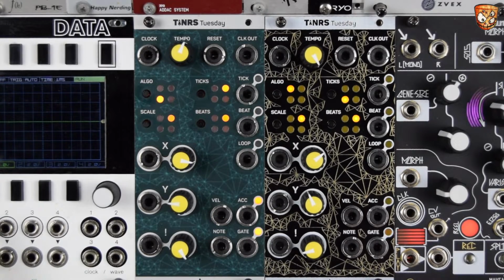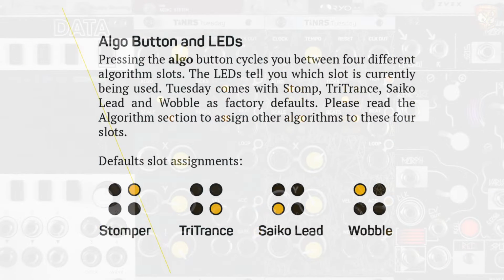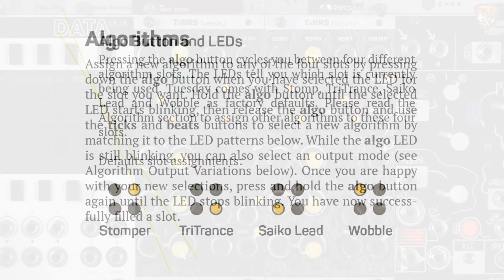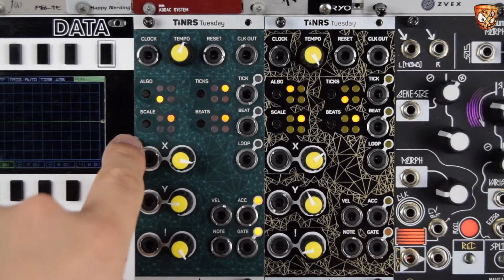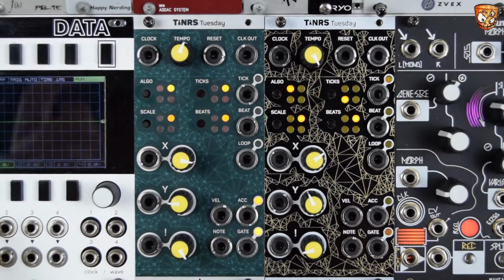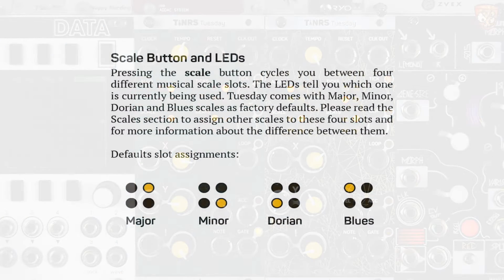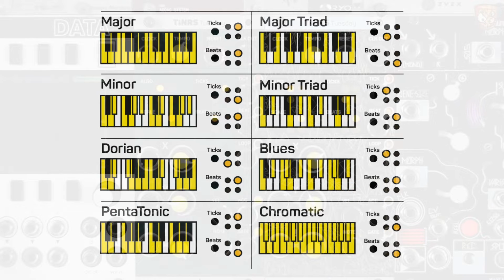It's a fantastic module. The default slot assignments in terms of the 4 algorithms are Stomper, which I'll pull up on screen. The manual's great, by the way. This is where these graphics are from. Tritrance, Psycho Lead, and Wobble. And they're all available on there. The scale button, again by default, the default firmware gives you major, minor, Dorian, and a blues scale. You can change these, and the notes available in those scales are shown on screen.